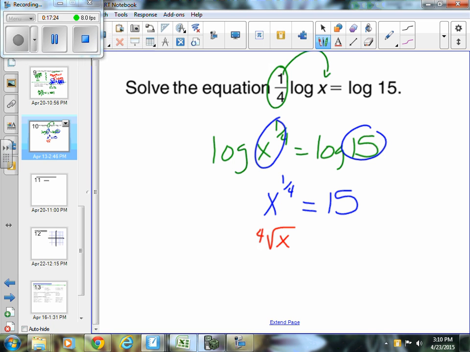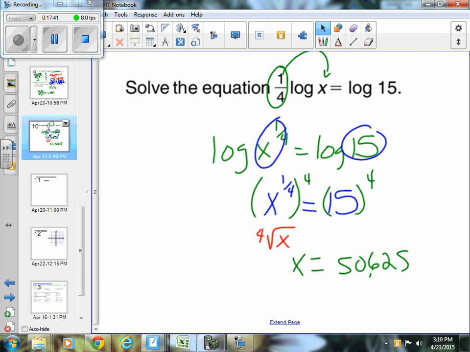Square. So how do you undo a 4th root? Raise it to the 4th. The easiest way for me to show that would just be to do this. So raise it to the 4th power. So just 15 to the 4th. And that puts us at 50,625. So they get pretty big again, these exponentials.